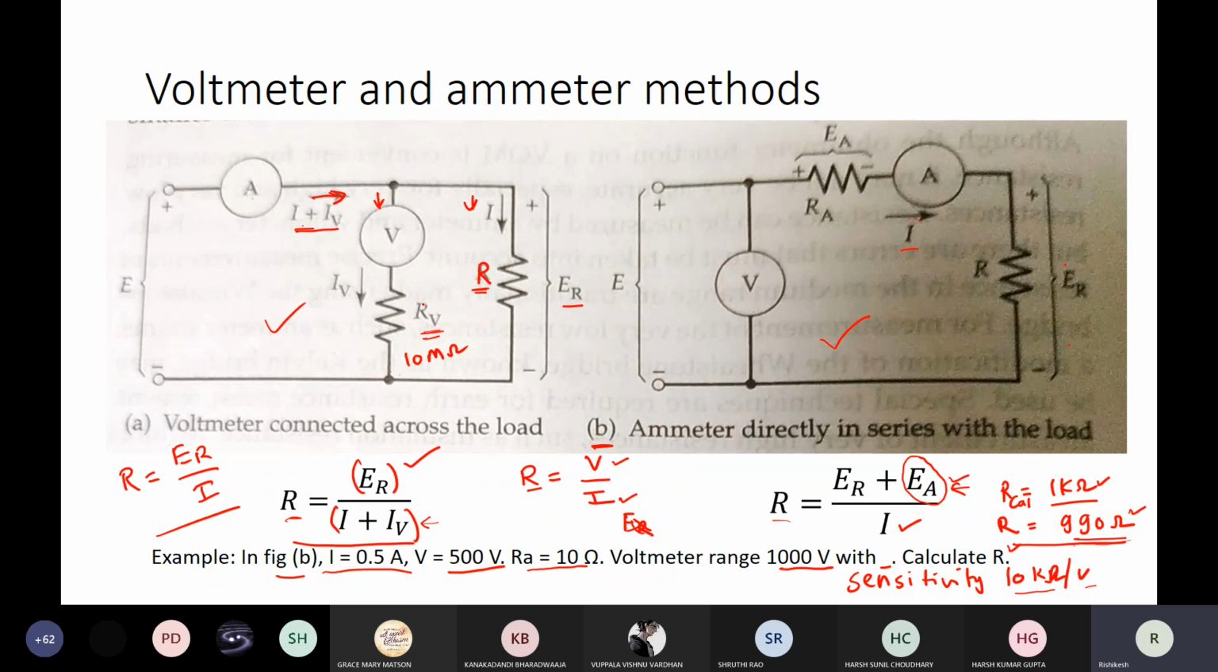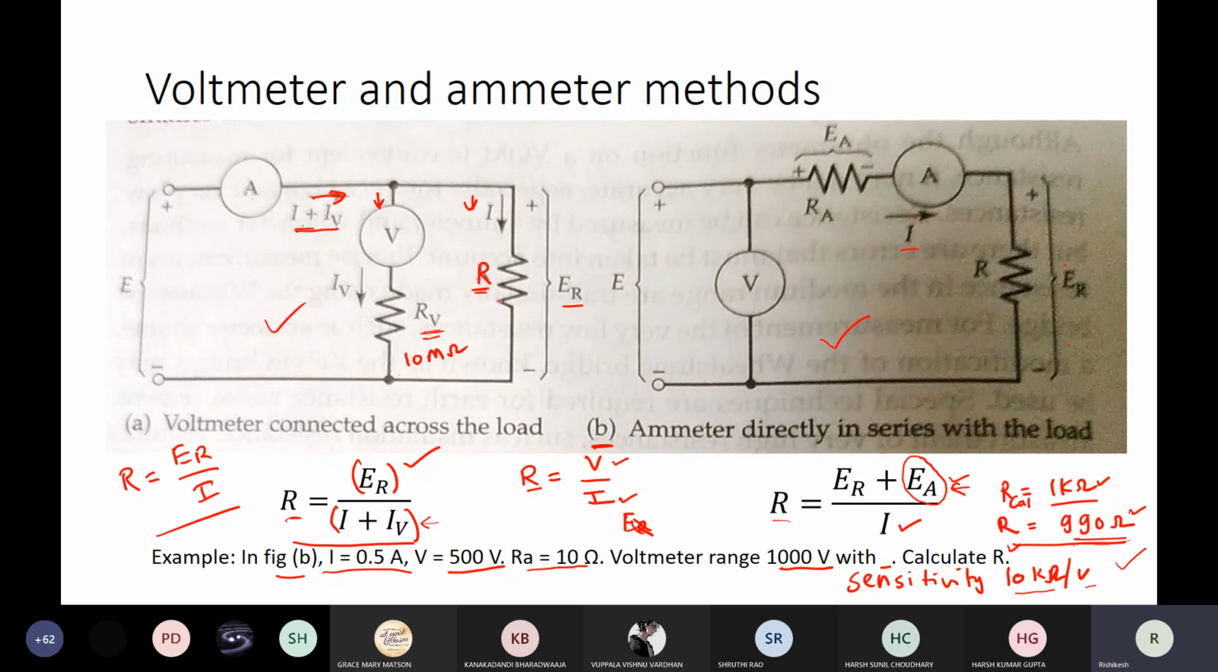Now remember, our voltmeter is measuring voltage across what value of resistance? As I mentioned, it will actually measure the voltage across the parallel combination of RV and R, isn't it? So you please calculate it accordingly and compare it with whatever we have got here, 990, and probably you can comment on which configuration is better for this resistance measurement.